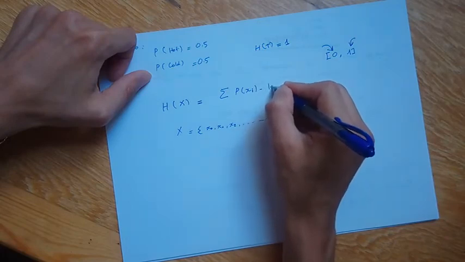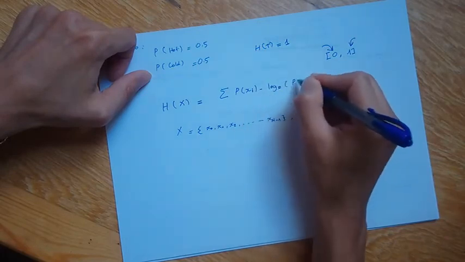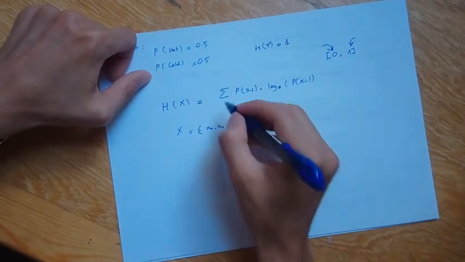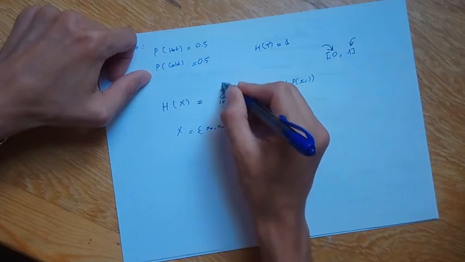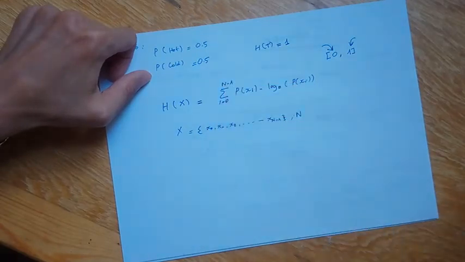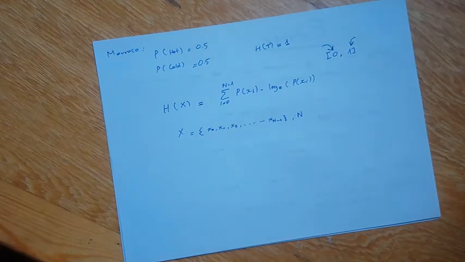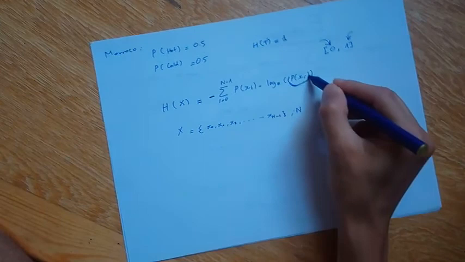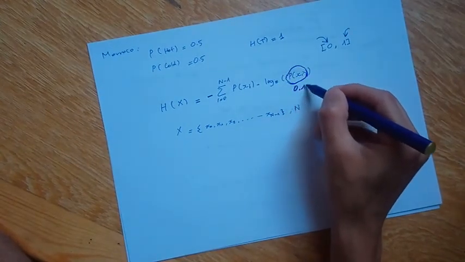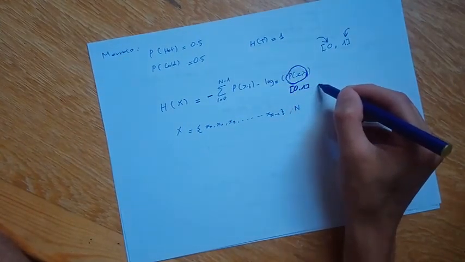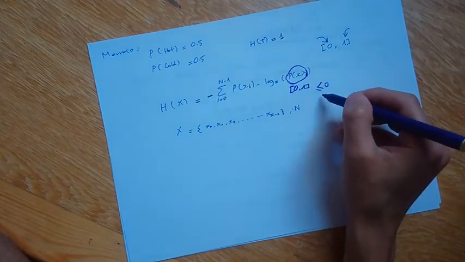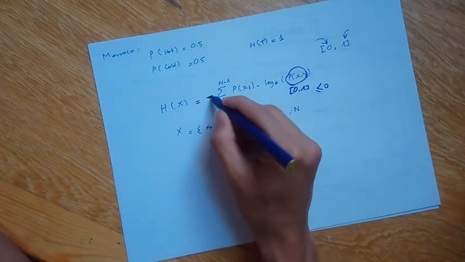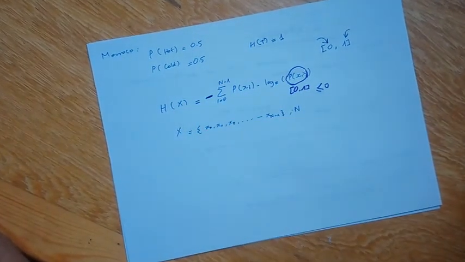Multiplied by the log base 2 of the same probability. And I should sum up all of these values from i equal to 0 to n minus 1 for all outcomes. And of course, we should not forget the minus here, because the log of a value that is between 0 and 1 is always smaller or equal than 0. So to get positive values for the entropy, we need to multiply here by minus 1.